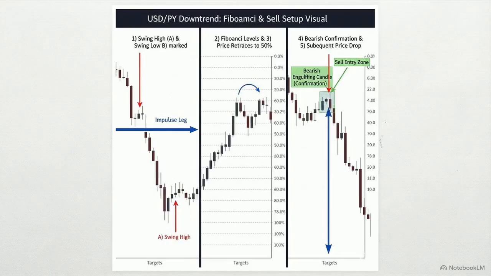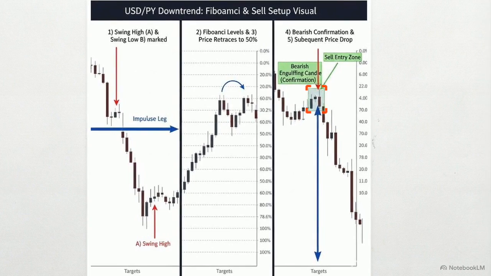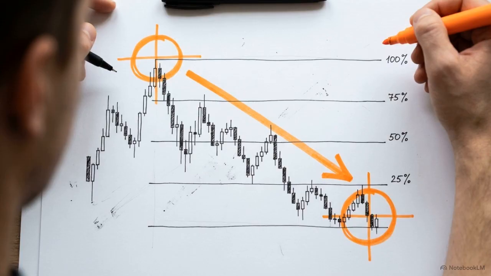We apply this exact workflow to a downtrend. This 3-panel setup shows the process on the USD JPY. We map the downward impulse, wait for the 50% retracement, and enter as the bearish engulfing candle confirms the zone, capturing the drop. Open your own charts, find a clear trend, and plot your first retracement sequence.